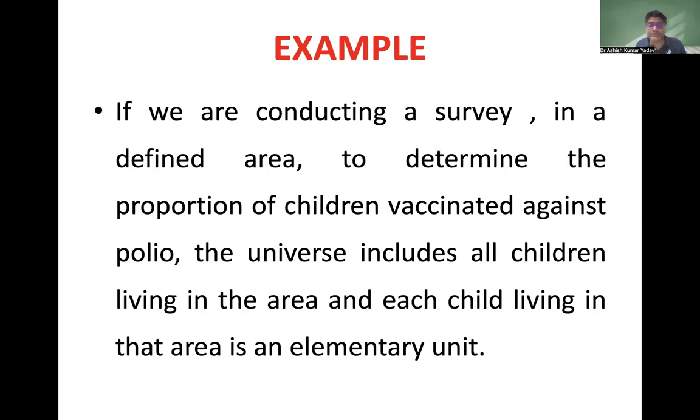Here we have an example. If we are conducting a survey in a defined area to determine the proportion of children vaccinated against polio, the universe includes all children living in the area, and each child living in that area is an elementary unit. Here, the study unit is children, because our objective is to study the vaccination coverage. Vaccination can be done for children below 5 years. So the elementary unit is children.